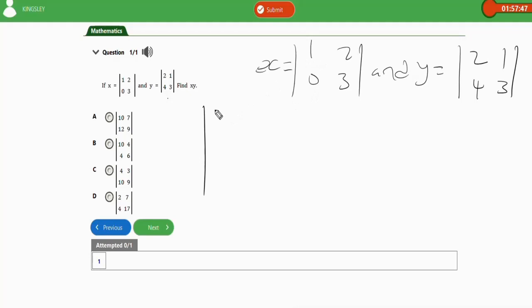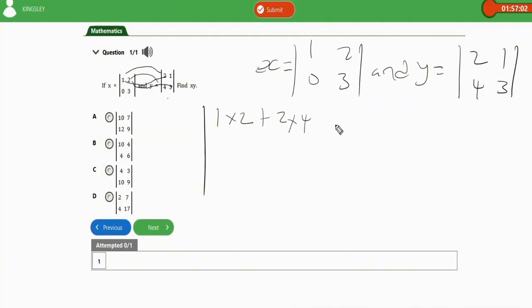So it will be 1 times 2 plus 2 times 4. This 1 we times this 2, and this 2 we times this 4. Now that we have done this, let's keep simplifying. Once you do it, you also do this 1 times this 1 here, and this 2 times this 3 here.